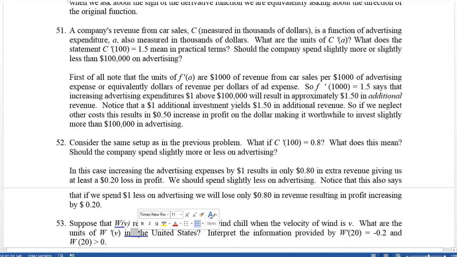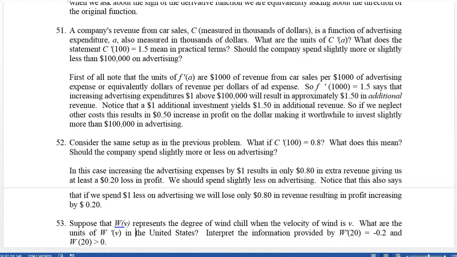Okay, let's think about what the units of W and the units of V are. Now, if you're in the United States, we're going to typically measure the speed of the wind in miles per hour, and we're going to measure wind chill in degrees Fahrenheit. In other parts of the world, we might measure the speed of the wind in maybe meters per second or kilometers per hour or something like that, and we might measure the wind chill then in degrees Celsius. Okay, so in the United States, though, W is degrees Fahrenheit, V is miles per hour. So the units of W prime of V are the units of W divided by V. So they're degrees Fahrenheit per mile per hour.